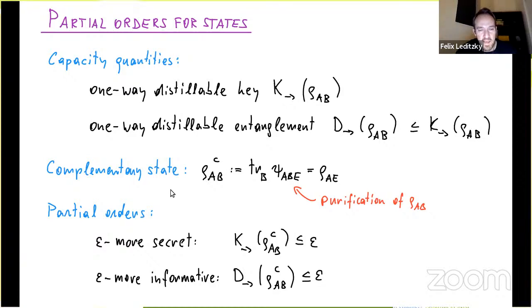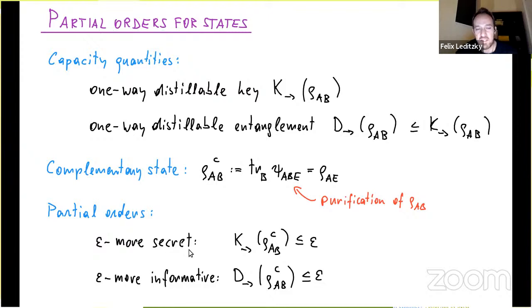Okay. And in order to show our results here, we adopt the somewhat non-standard notation that we call the complementary state rho ABC, just to have the analogy with the complementary channel. But it really is just taking a purification of your mixed state and then tracing out Bob to get a state on Alice and Eve. So this is just rho AE, but we choose this more suggestive notation, maybe.